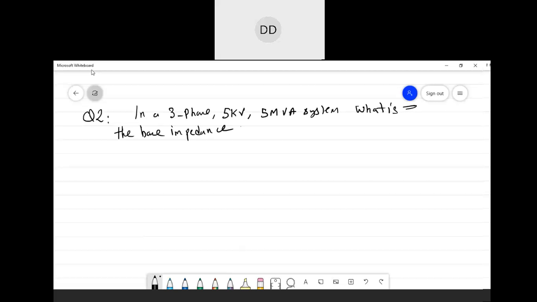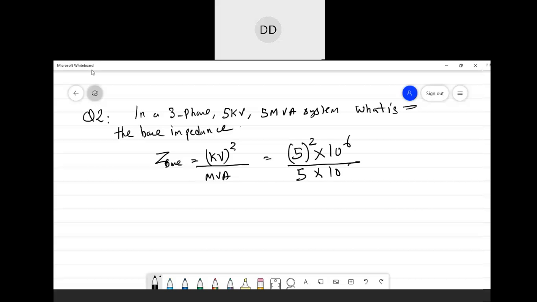So how will you do it? As you know, Z base is nothing but kV square by MVA. The voltage is 5 kV, so 5 squared, and kV you have to consider as 10 power 6, and your MVA is 5 into 10 power 6. So this cancels, and 5 would be the answer. So Z base is equal to 5 ohms.